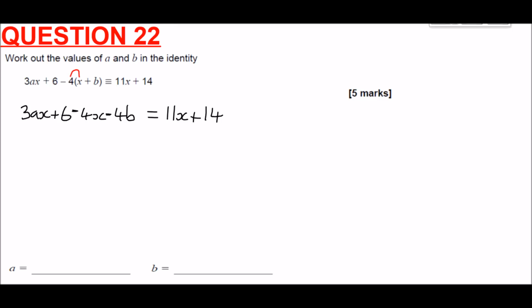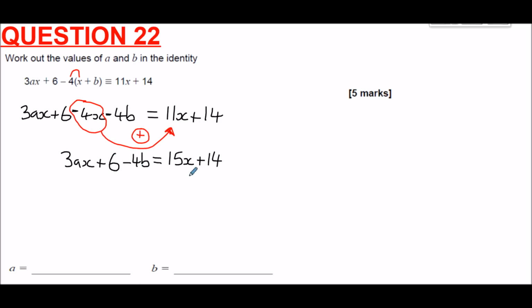So what I suggest we do next is bring across these 4x's. These 4x's are negative, so if they swap side, they'll swap sign to plus. So these minus 4x's will become plus on the other side. What we'll have is 11x plus the 4x we've moved, which will be 15x plus 14. And on this side, we'll still have 3ax, we'll have 6, and we'll have minus 4b.